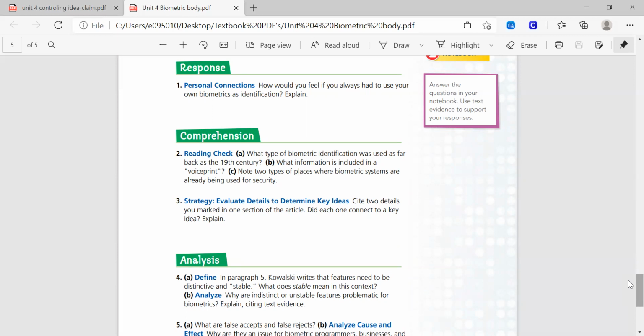Part B, what information is included in a voice print? Again, you're going to need to go back to the article to find that answer. And then part C, note 2 types of places where biometric systems are already being used for security. You're going to need to go back to the article to be able to answer that question.